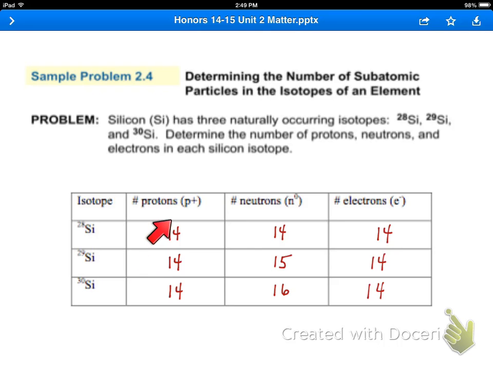Okay, note that silicon is always going to have 14 protons because that's what makes it silicon. It's always going to have 14 electrons if it has no charge, which these don't. And then the number of neutrons is going to change based on the mass number.